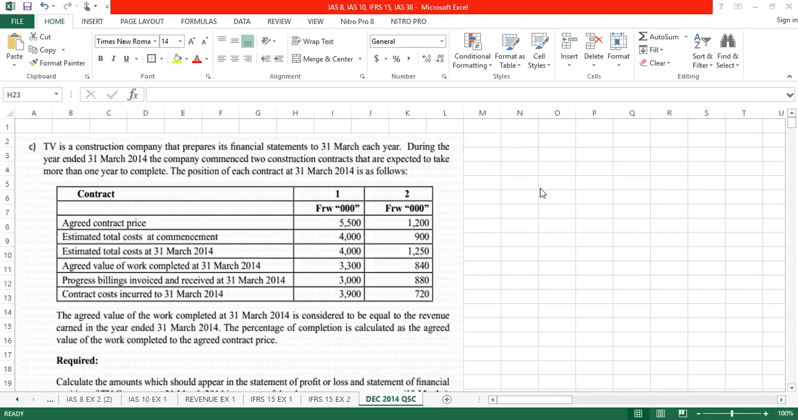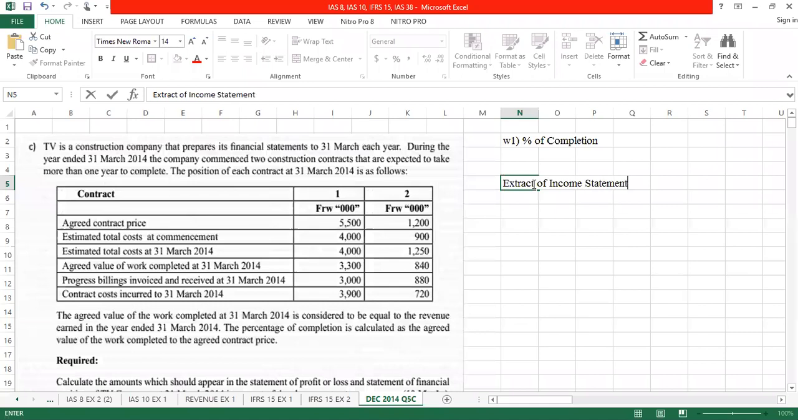So please attempt this question. Now, the first thing you will do, I'm not doing it. The first thing you will do is what? Your working one will be percentage of completion. Percentage of what? Completion. And then once you have got percentage of completion, you will get what goes to the income statement. Extract of income statement. So you will do that for me.